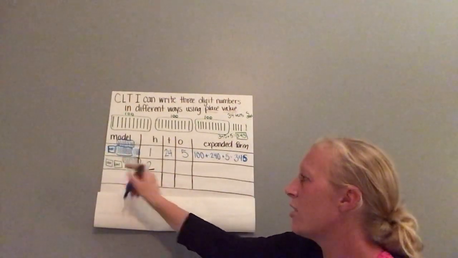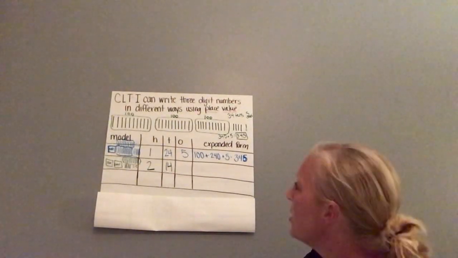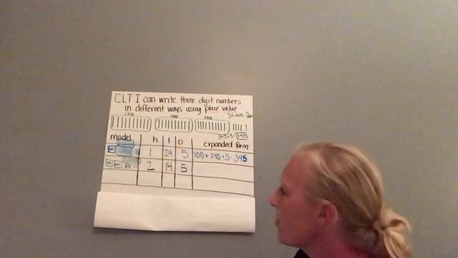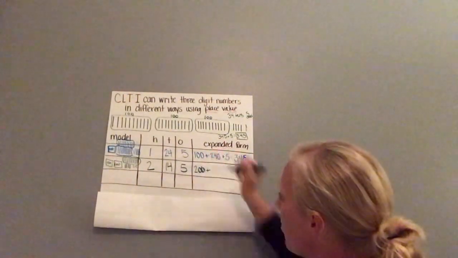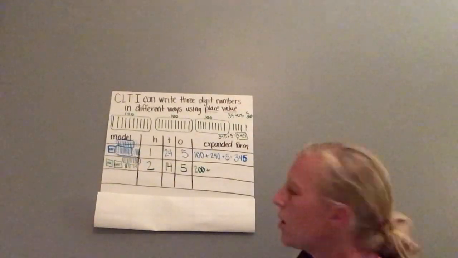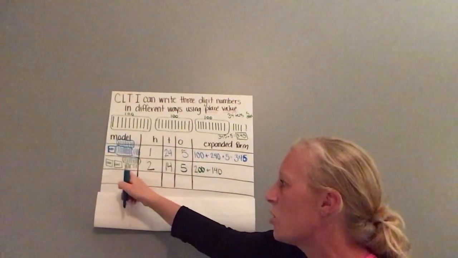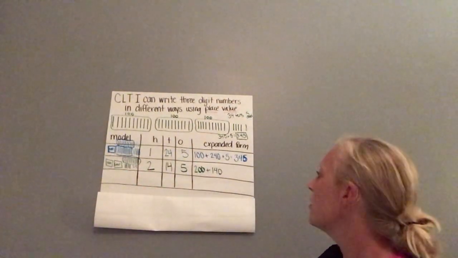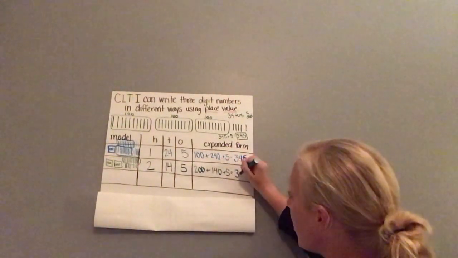10, 11, 12, 13, 14. Only 14 ones. And how many ones? Or how, sorry, not 14 ones, 14 tens. And how many ones? How much is your 200? How much are your 200s worth? 200, 100, 200. How many are your tens worth? 140 this time, right? 100, 110, 120, 130, 140. And then we have our 5. And what's our total? 345.